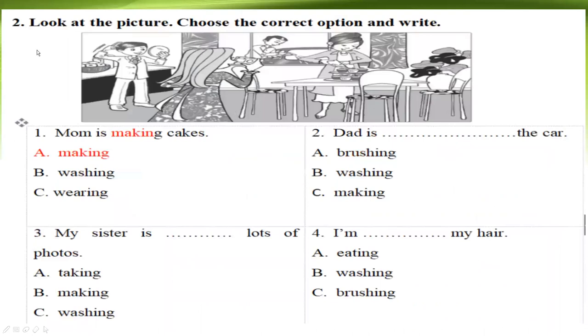Exercise number two. Look at the picture. Choose the correct option and write. Okay, number one, mom is blank case. So where is mom? Mom is here. Okay, so A, making, B, washing, C, wearing. Wearing a cake, wearing case, or washing case? No, the correct answer is A, making, okay. You do number two, number three, and number four.